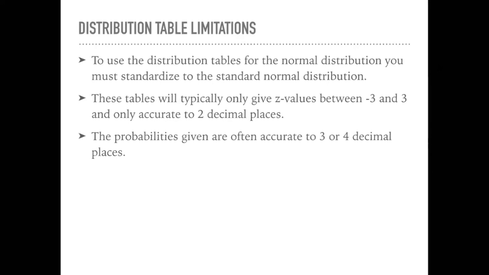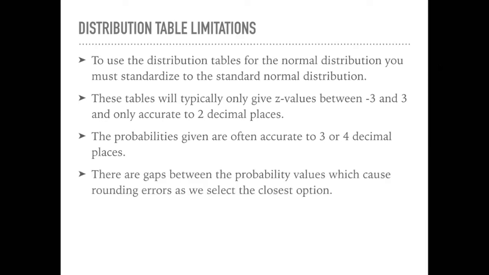Now, another thing is the probabilities are given accurate to 3 or 4 decimal places. Well, what if I wanted an accuracy of 6 decimal places? Not going to happen with this table. And another thing that we see is there's gaps between these probabilities. We saw that when we were trying to work backwards, saying probability X is less than C is equal to a number. And we were looking for the closest thing to that probability. And we saw that not all the time are we going to find that. We're just going to pick the closest one, which means that we're creating a rounding error there.